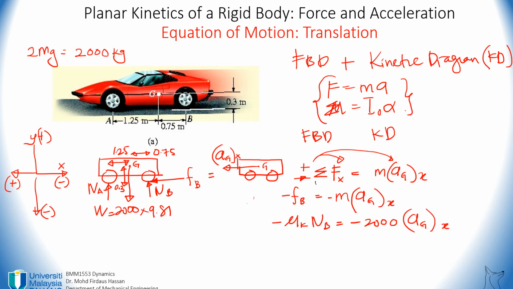Mu K is 0.25. So you know this value, you don't know this value. You still cannot solve this problem because you have two unknowns in one equation, so you cannot solve it.